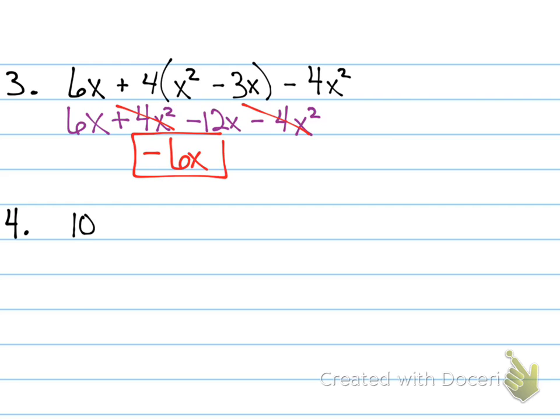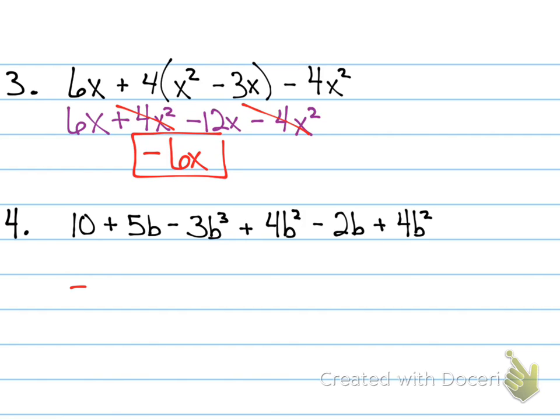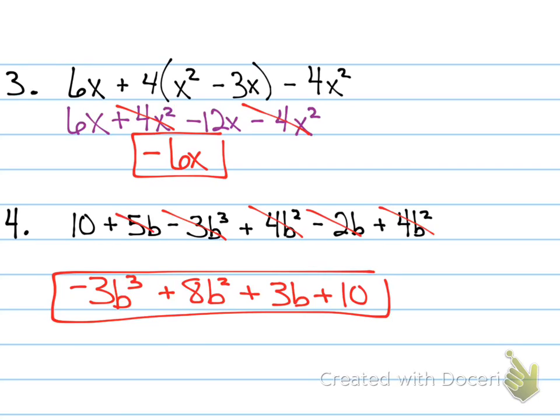Now, not so the case with number 4. Not so much, okay? You will have to write your answer in standard form, least to greatest of your exponent values. All right, so descending order, negative 3b to the third plus 8b squared. I'm just kind of marking off to keep my spot. Plus 3b plus 10. Did y'all get that?